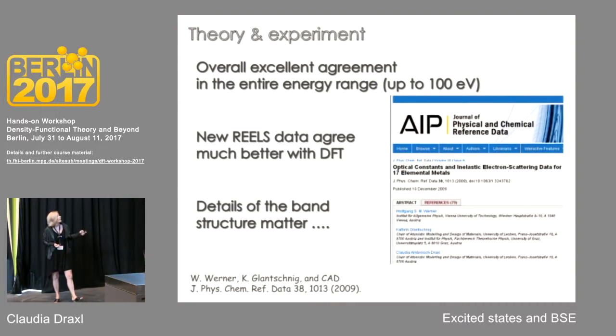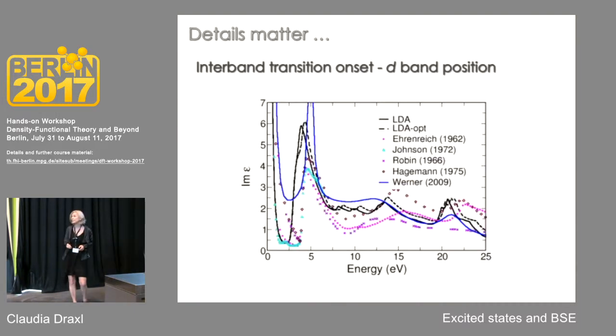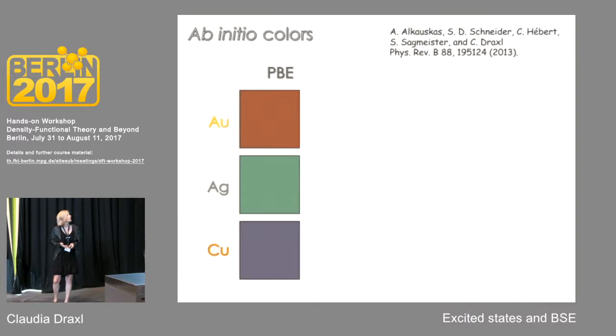However, the details of the band structure still matter. I'll just show you one example here, and this is silver. What you see is again the mess with the experiments. We've put together all different experiments, and you see they're all over the place. However, they agree in one thing, and this is where theory fails, namely the absorption onset in the experimental spectra. Theory underestimates this absorption onset compared to experiment, and of course this is the visible range, and that's why it gives you completely wrong colors.